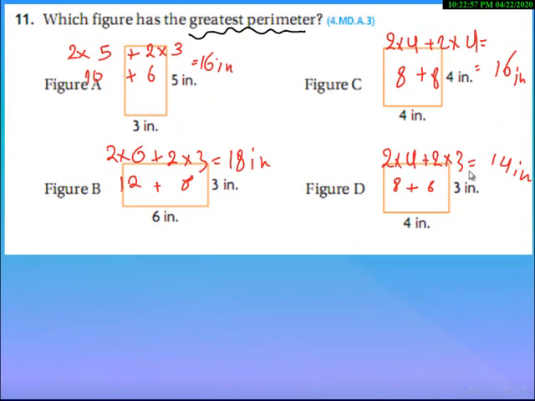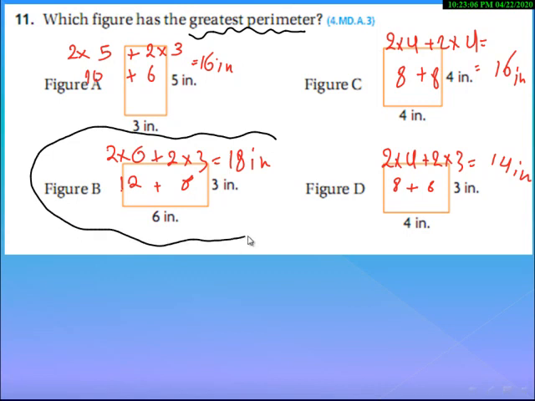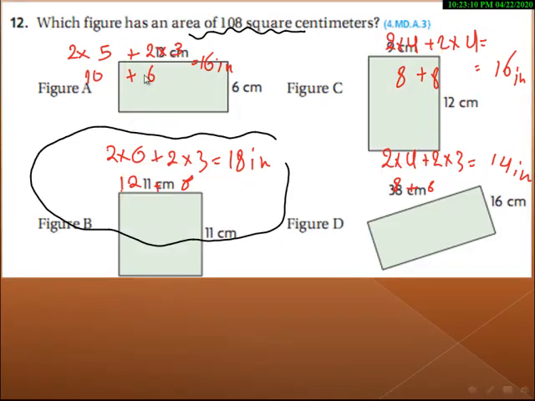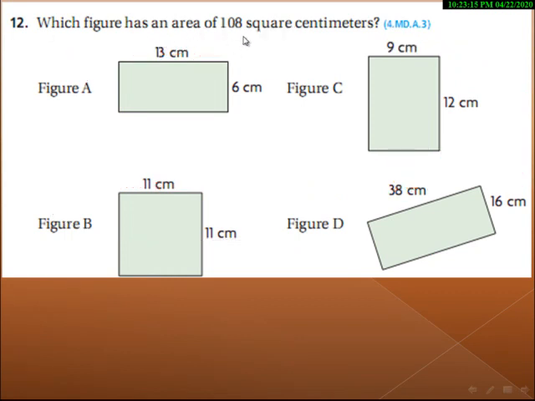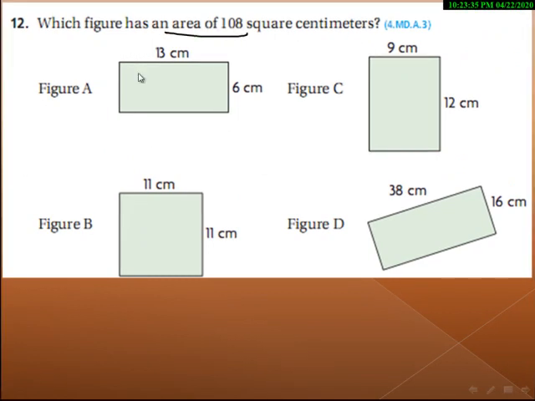So where is the greatest perimeter? 14, 16, 16 or 18? Exactly, it's gonna be 18. So figure B is the biggest one. Alright, question 12. Which figure has an area of 108 square centimeters? You should look for the figure that has an area of 108 square centimeters.